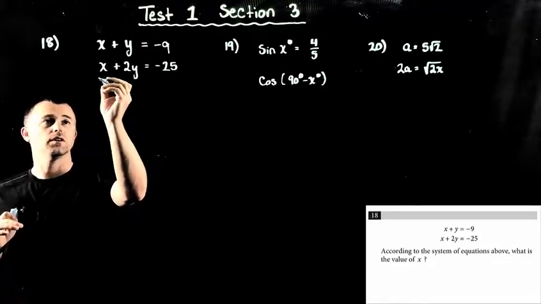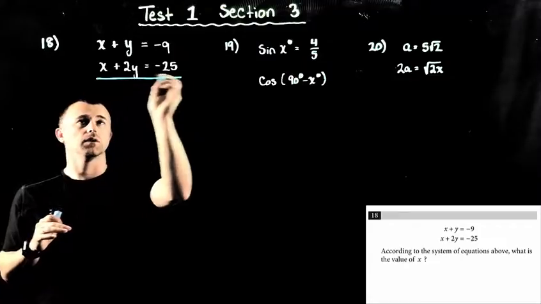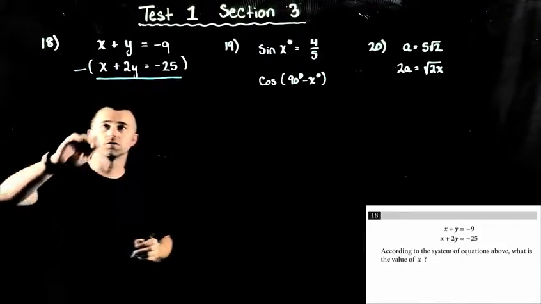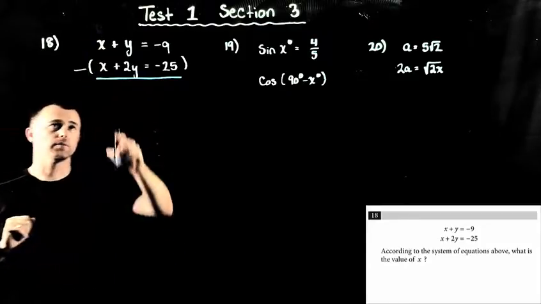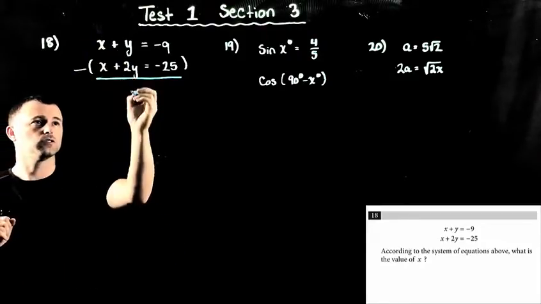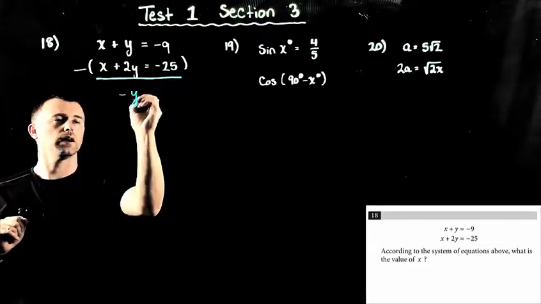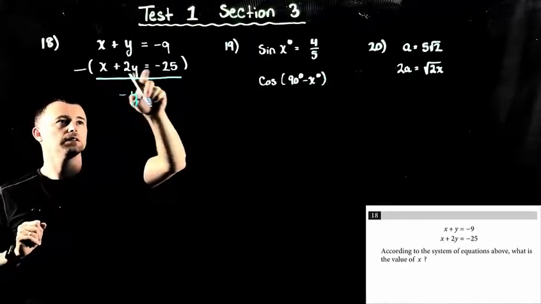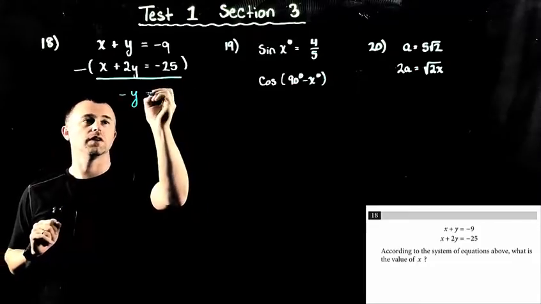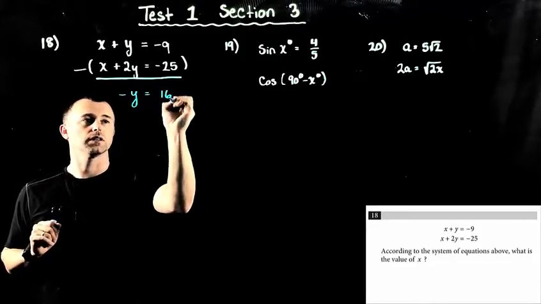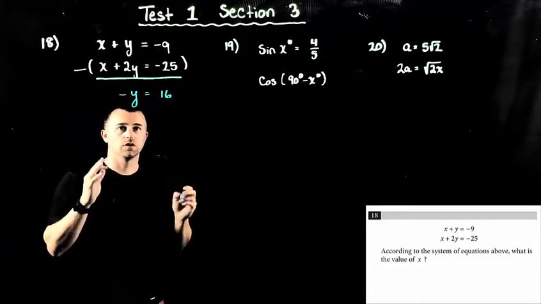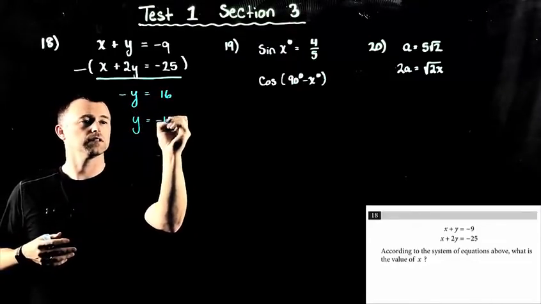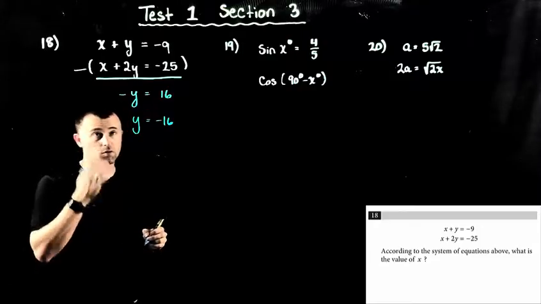So I'm going to solve using the elimination method, as I said, and I'm going to subtract these two equations. So I'm going to subtract my x's, and those are going to go away. Here I'm going to have 1y minus 2y is negative 1y, or negative y. And then I have negative 9 minus a negative, so plus 25, is going to equal 16. So when you solve this, you're going to get y equals negative 16. So that's going to be your y value.